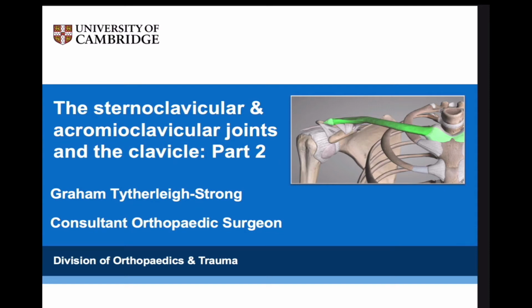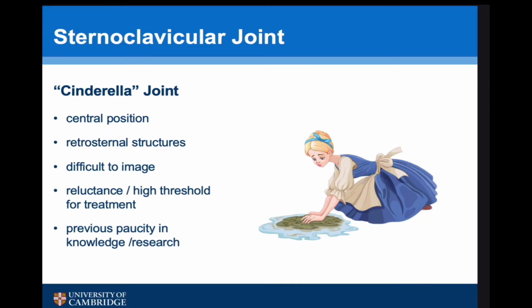This is the second talk on the SCJ, ACJ and clavicle talks on sports med, and we're focusing on the sternoclavicular joint. This is sometimes considered a Cinderella of joints, and this is partly due to its central position and its retrosternal structures. Previously it's been difficult to image with conventional imaging, and there's been a reluctance or a high threshold for treatment, and there's also been a previous paucity of knowledge and research.